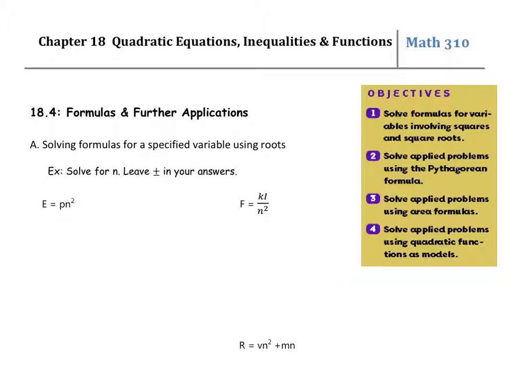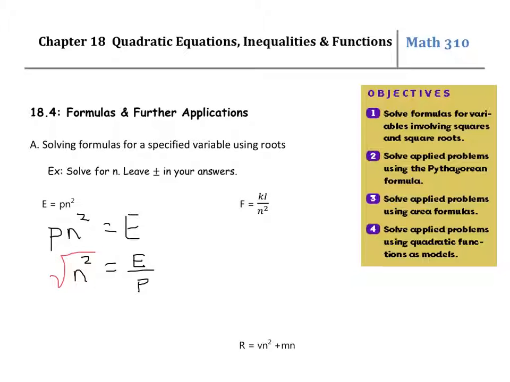So you're going to use skills that you already know to isolate N on the left and have it equal to something on the right. Let me show you how to do that. First, let's turn it around so that N is on the right, because that's what we're used to. So we get Pn squared equals E. And then to get the n term alone, we are going to divide both sides by P. And now all we have to do is take the square root of both sides.